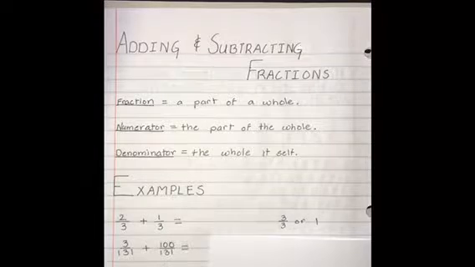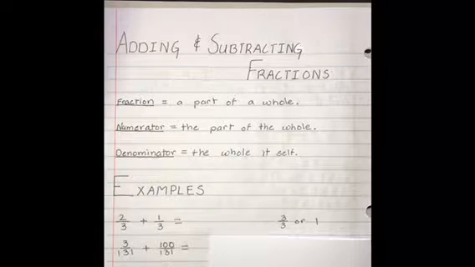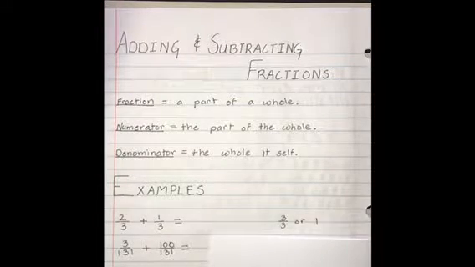In a fraction, there are two parts: a numerator, the part of the whole, and the denominator, the whole itself. For example, you can take a fraction such as 2/3. The numerator would be 2 and the denominator would be 3. Here below we have some examples.